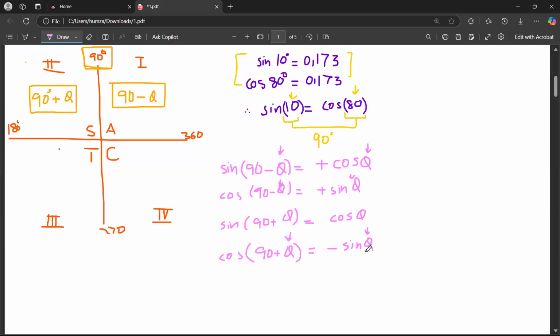Any questions? Do you understand so far? Yes, you can use your microphone or chat box to answer. If you have any question, please feel free to ask me before we move on to the next part. We are going to look at negative angles now.